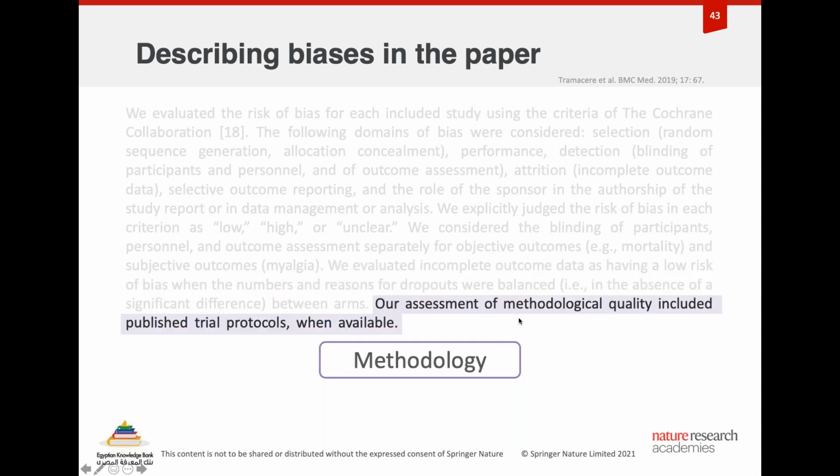And they said that our assessment of methodological quality included published trial protocols when available. So for example, for RCTs, generally they're going to be registering the protocols before they're conducting. So in other words, what they're saying they've done is they compared the methods in the published paper with that of the actual clinical trials registry to ensure that they did not deviate too much. Why is that an issue?